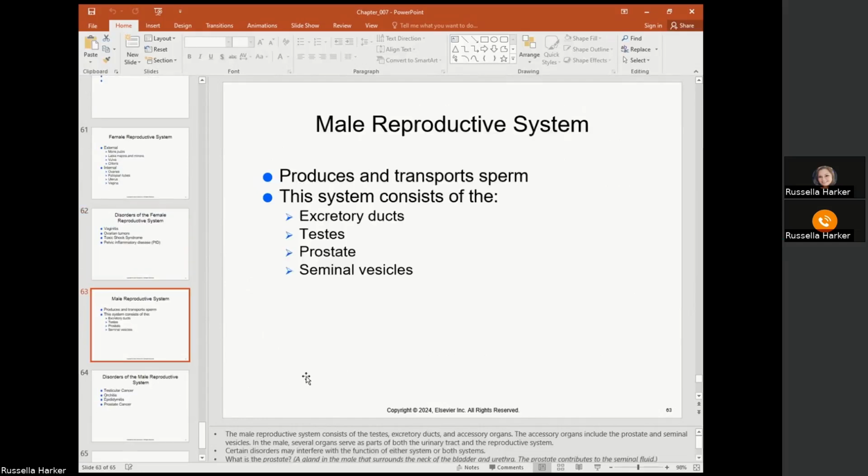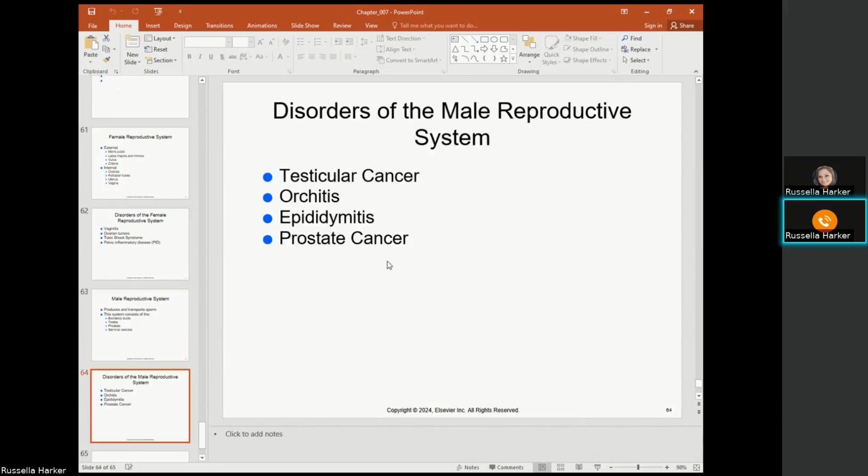The male reproductive system produces and transports sperm, and this is what the system consists of. In the male, several organs serve as part of both the urinary tract and the reproductive system, and you need to know that. And disorders of the male reproductive system include this list.